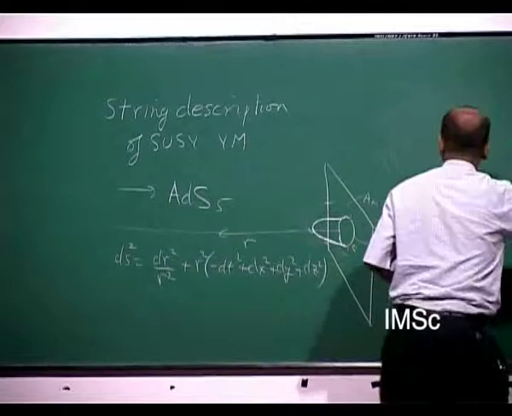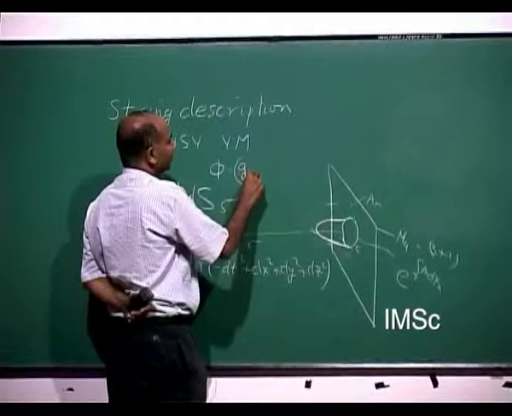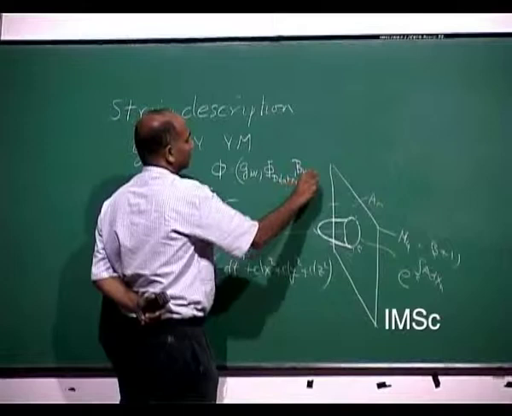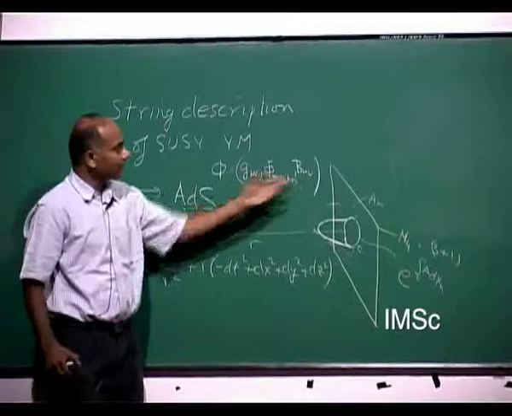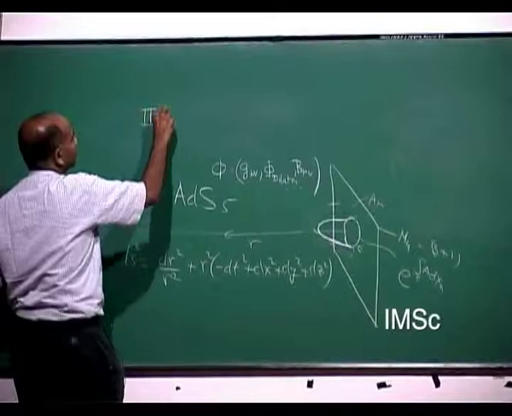So the claim is, you have some bulk, so use the same picture. You have some fields here, which are the bulk fields, which I'll generically call phi. This would include g mu nu, which is the gravitational field, and maybe some phi, which is the dilaton. Whatever the gravity theory is, the action for g mu nu is usually the Einstein action, and then you will have extra terms. These are usually obtained from string theory via supergravity. So there's some theory here, and to be precise, it is, say, type IIB string theory or supergravity.